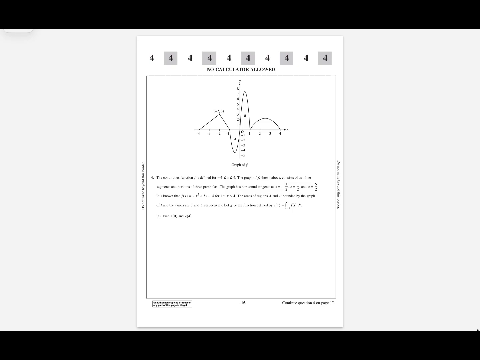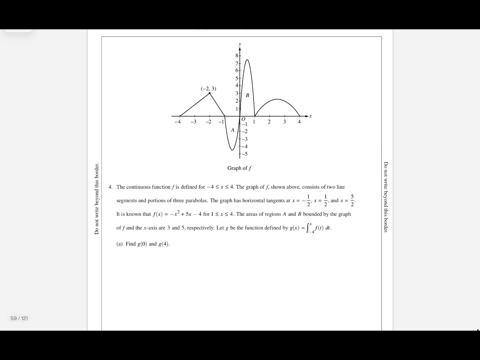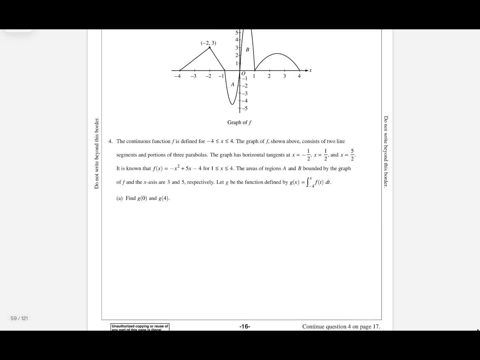Let's continue on FRQ question 4, where no calculator is allowed. You can pause the video and go over the question. Part A: find g(0) and g(4). Since g(x) is the integral of f from -4 to x, we're accumulating the signed area. Let's find g(0). Basically, it's the area from -4 to 0 of the graph of f.